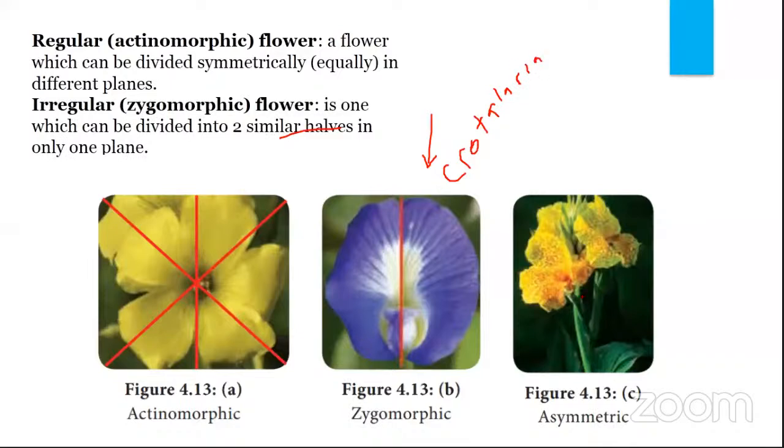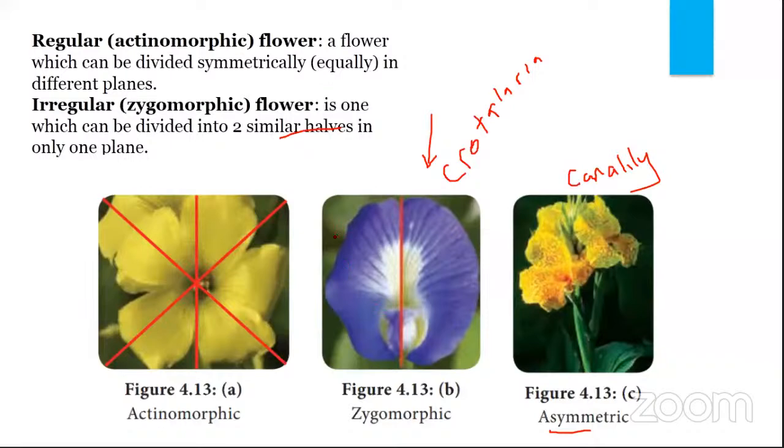This one is a flower, and then we have those that are asymmetrical. This one is for a malanga. Okay, I hope you are following. So this one is for canna lily.